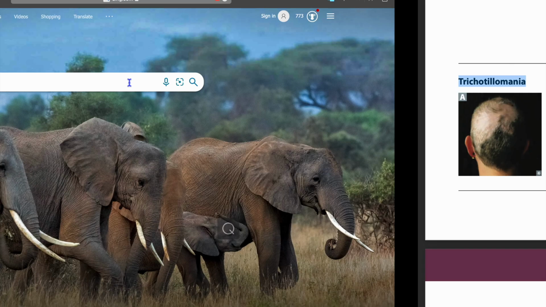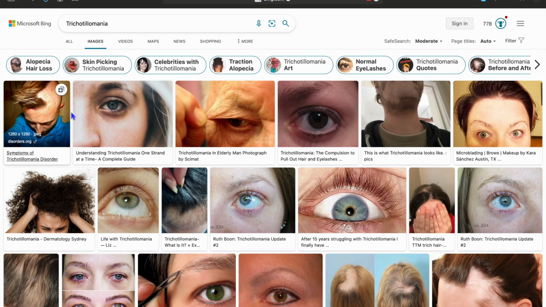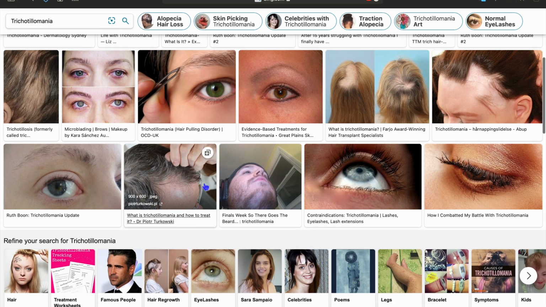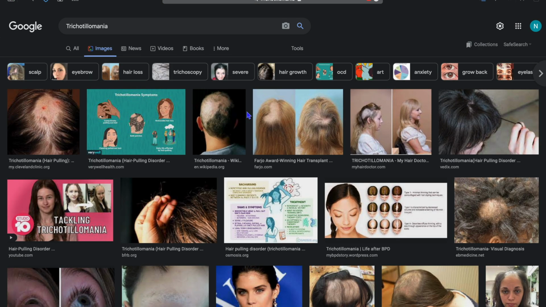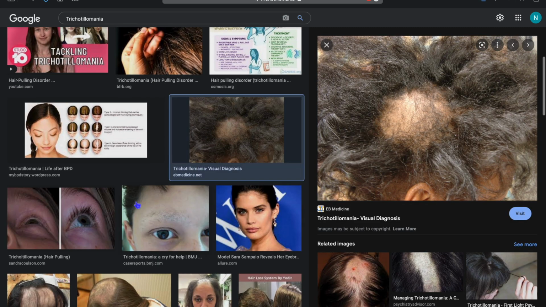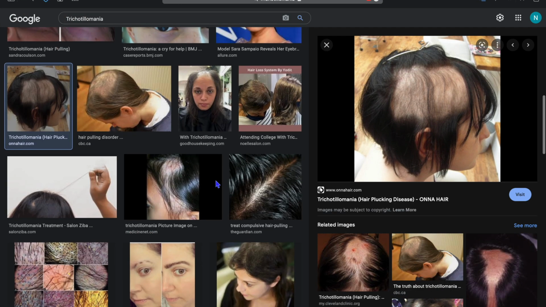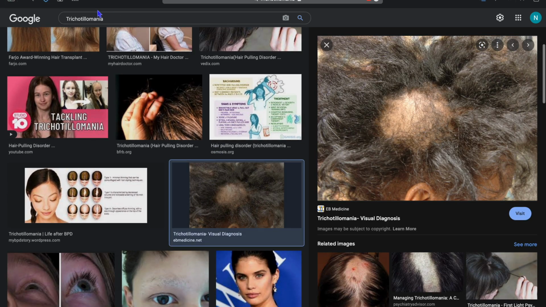Let's look at a few more photos of these. That's the Wikipedia one. That as well. You see how there's still hair growing over there, whereas in alopecia you wouldn't have those growing, right? That's not trichotillomania. I think that's just someone shaving their hair.